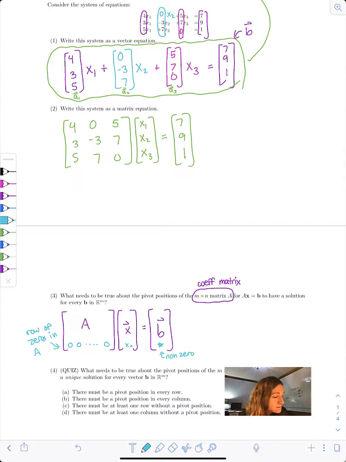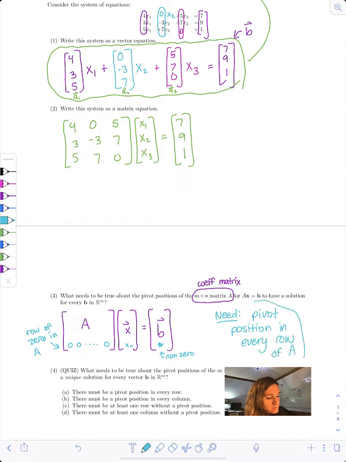And so in this situation, in order to have a solution, we need to have a pivot position in every row. So in other words, we need to avoid having a row of zeros. If we can do that, then we will have a solution for every b.